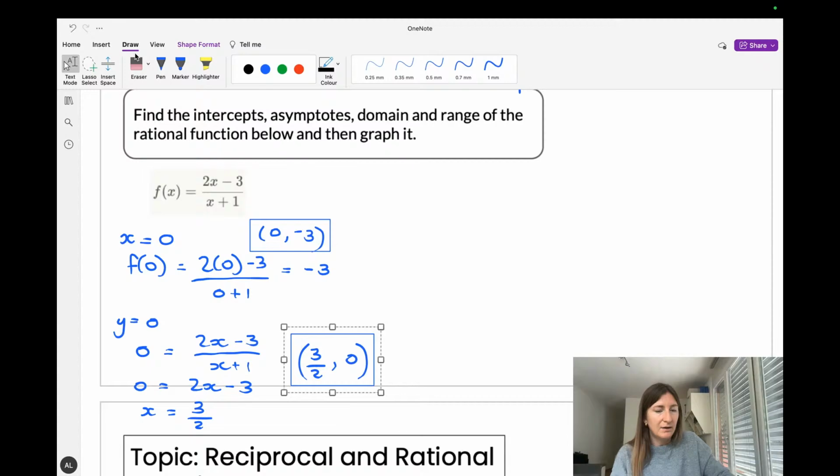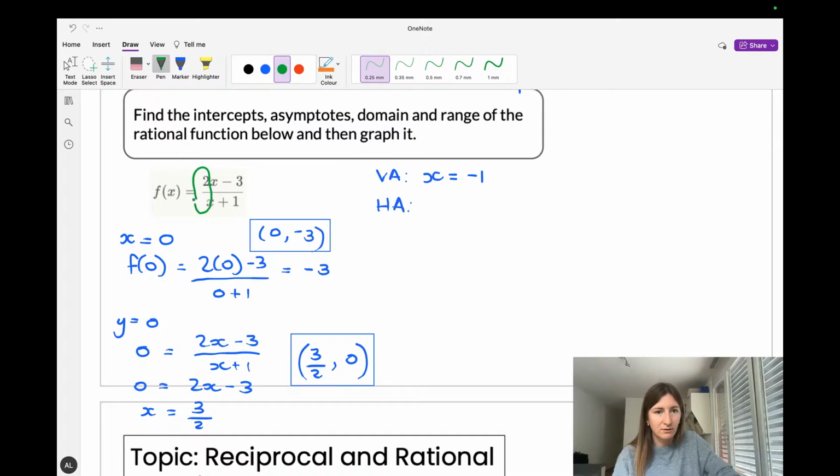Now, our asymptotes. So what value for our vertical asymptote? We want to know x now. What value of x can we not have? Well, we cannot have minus 1. Then for our horizontal asymptote, we take the coefficients of the x. We do it like that. 2 over 1. So it's just 2. And remember, y equals 2.